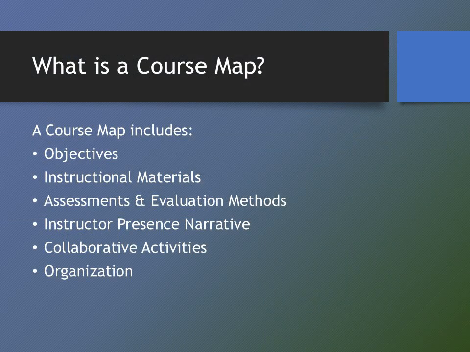Throughout this series, you'll be building a course map, a single organized document that shows how your course is structured and aligned from start to finish. The map includes your course-level objectives, your lesson objectives, the instructional materials and activities you plan to use, assessments, both formative and summative, the evaluation methods for each task, your instructor presence narrative, and any collaborative learning activities, plus a section for noting where each element belongs in your course.